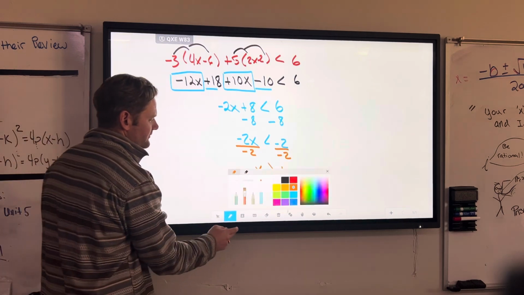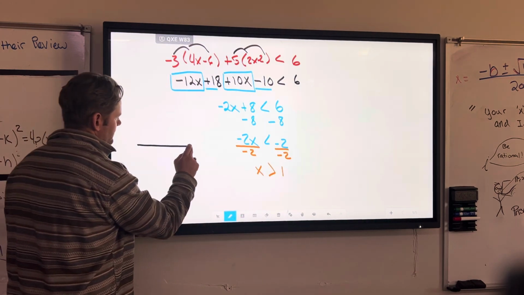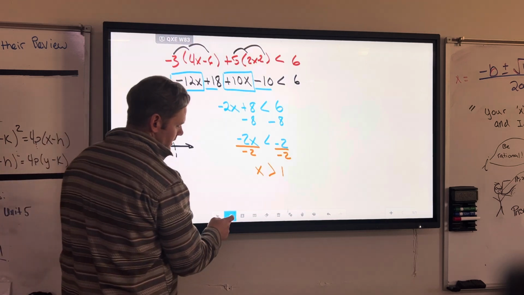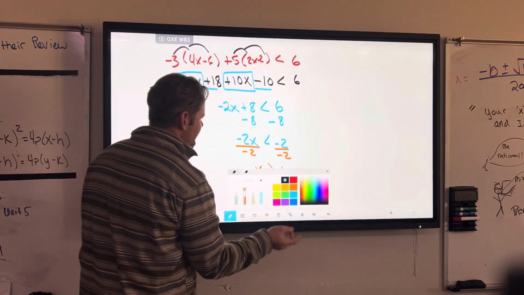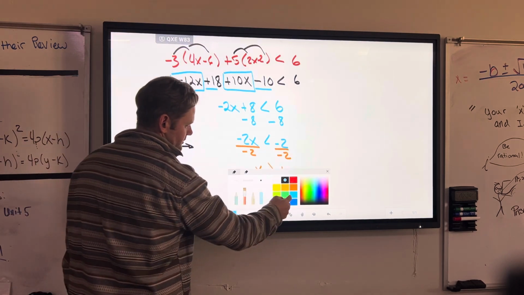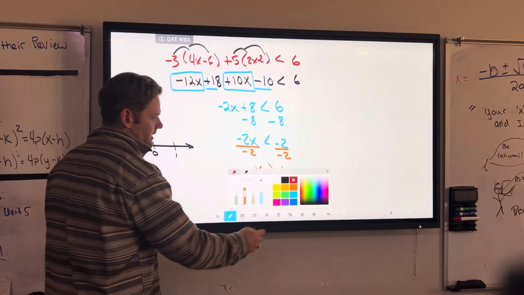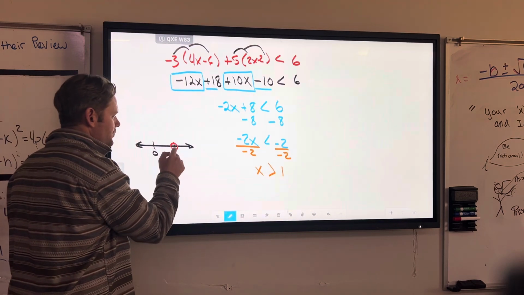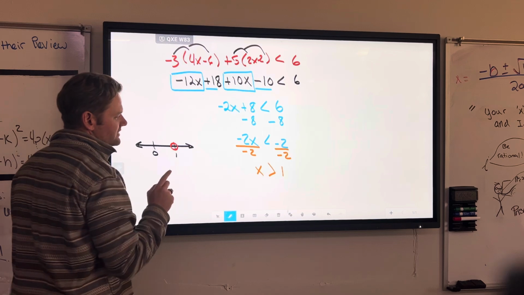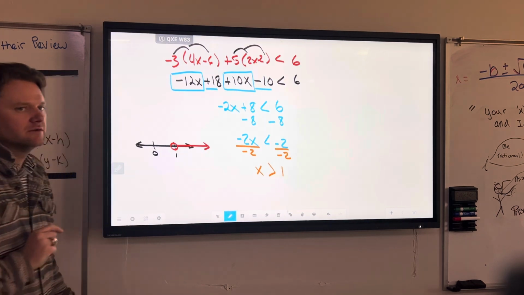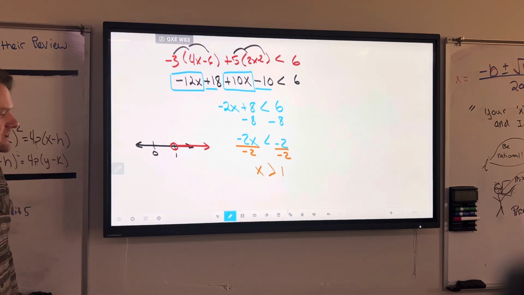So how would I graph that on my number line? If I have a number line right here, 0 and 1, right? Now, remember, it's going to be an open circle because there is no equal to under here. So I'll do this in red, right? X is greater than. So I have an open circle, and now I have an arrow going to all the numbers greater than 1. So number line looks like this.